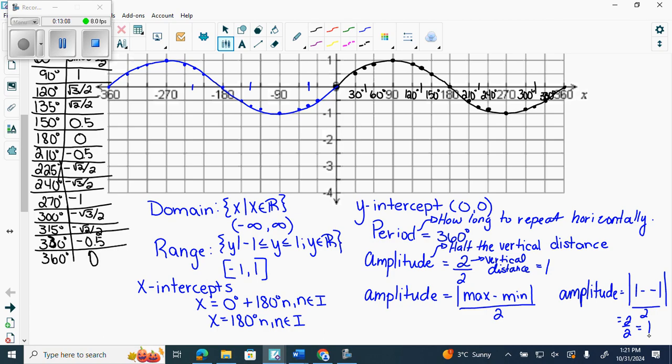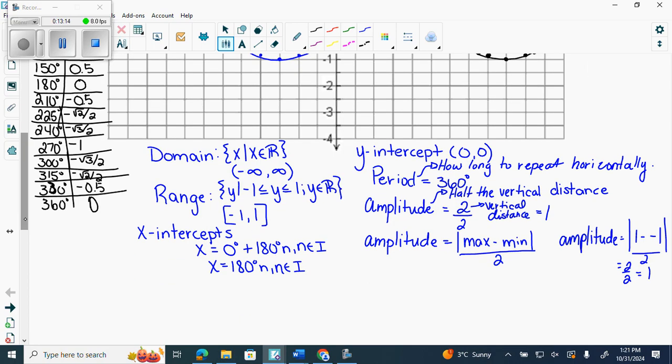The last thing we're going to go through is the midline. The midline definition is the horizontal line that cuts the graph in half. So the midline is the horizontal line that cuts the graph in half.